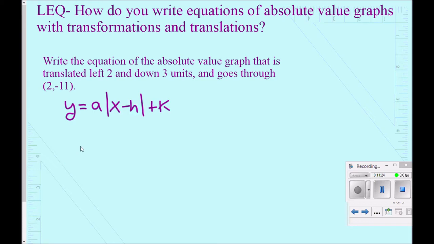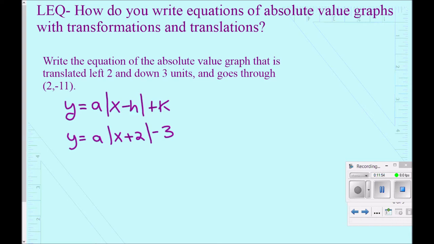So I don't know a, and I don't know y, and I don't know x, but I do know that to make it shift left 2, we have to add 2. So I'm going to go ahead and fill in that -2 value for h. X minus -2 means x plus 2. And then fill in the -3 for the downshift. So the k value is -3 for the vertex. So I can fill that much in.